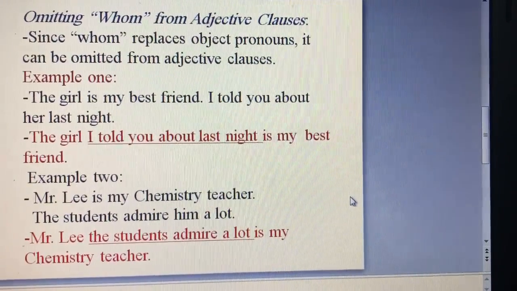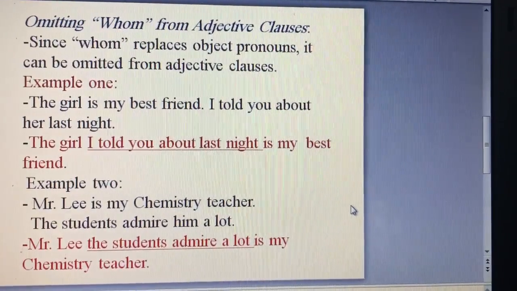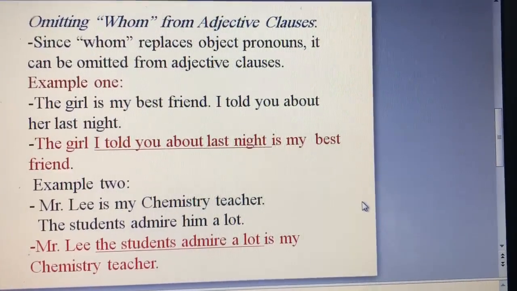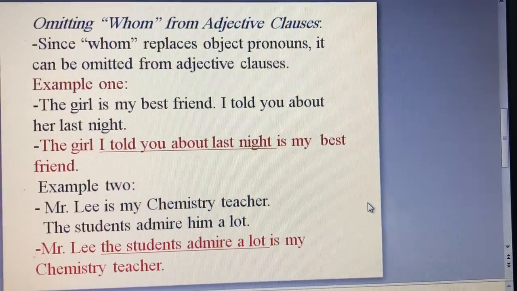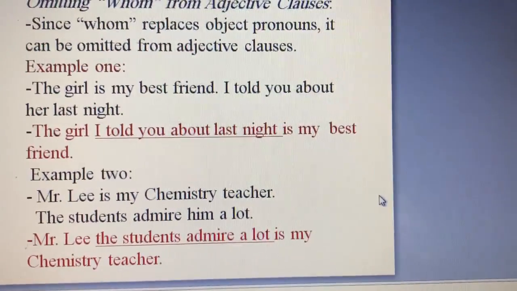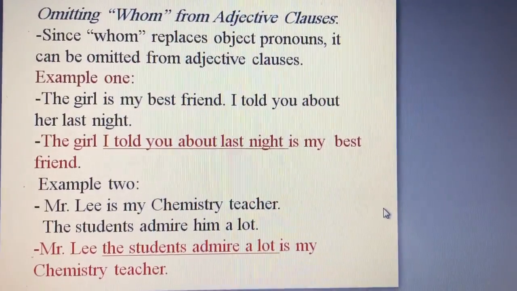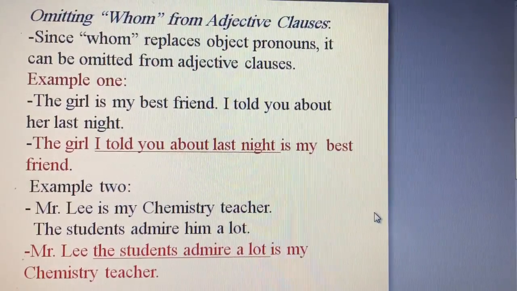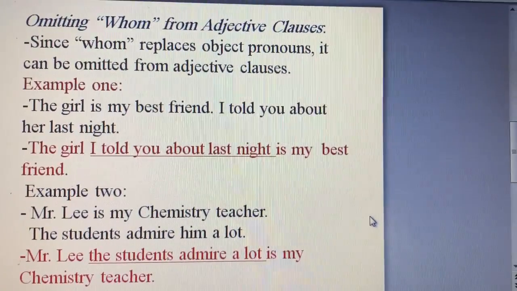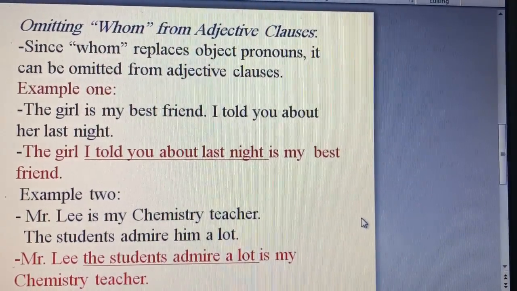As you noticed here also, I omitted whom from this adjective clause because, as I said, it replaces object pronouns, and whether I keep it or not in the adjective clause, it doesn't affect the meaning. For example, the girl I told you about last night is my best friend. I told you about is an adjective clause describing the noun girl. I here is the subject of the adjective clause, told is the verb. And I stopped at about because is another verb that shouldn't be included in the adjective clause here.